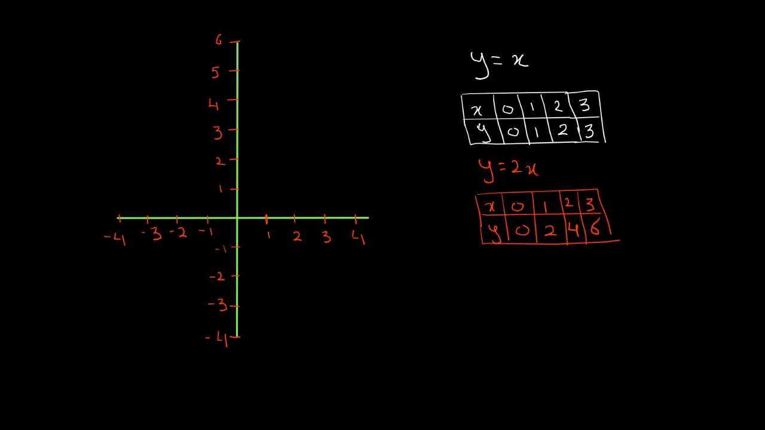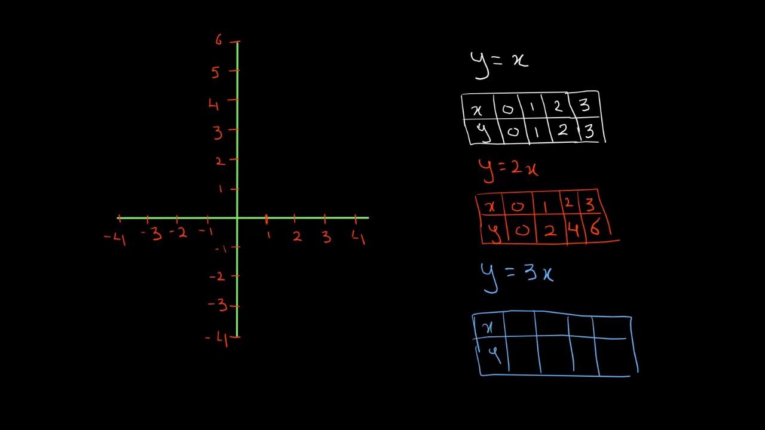We can also try the line y is equal to 3x, and you can see that this would be xy. When x is 0, y is 0. When x is 1, y is 3. When x is 2, y is 6. When x is 3, y is 9. Right? So we can plot these lines.